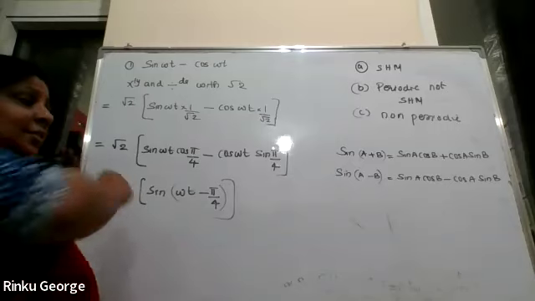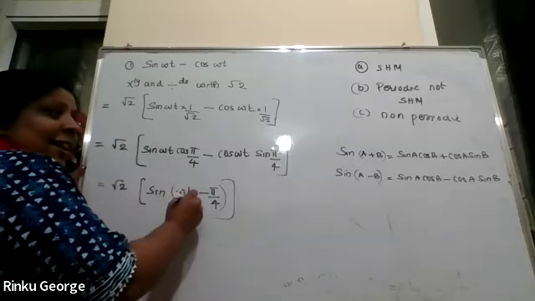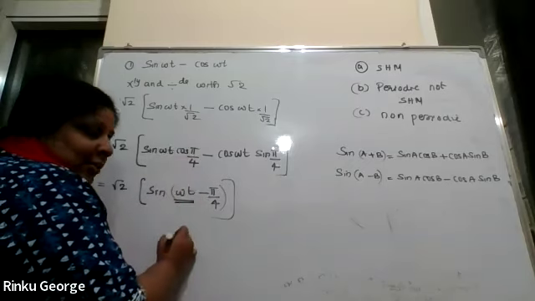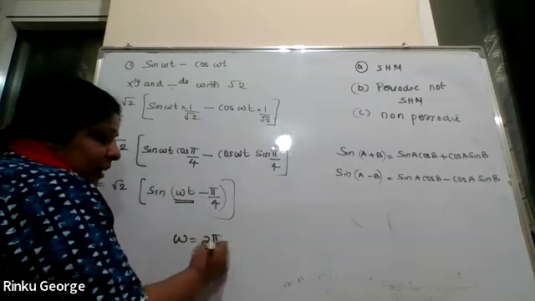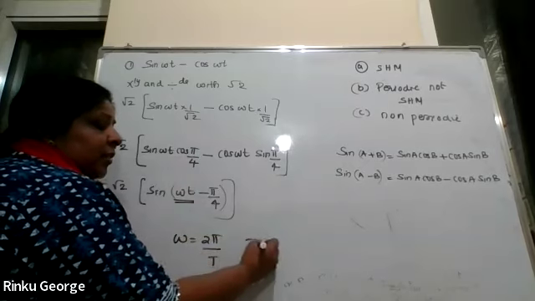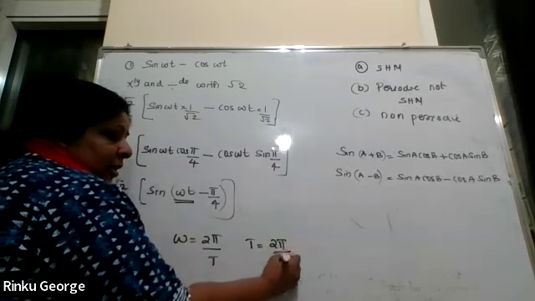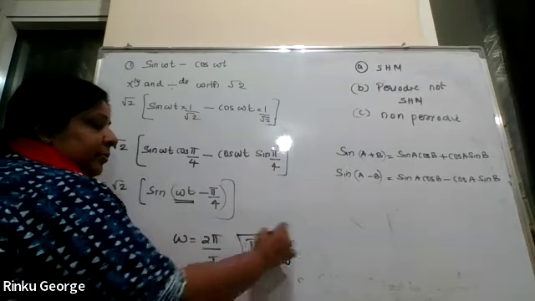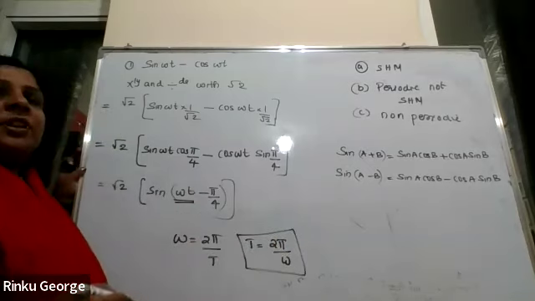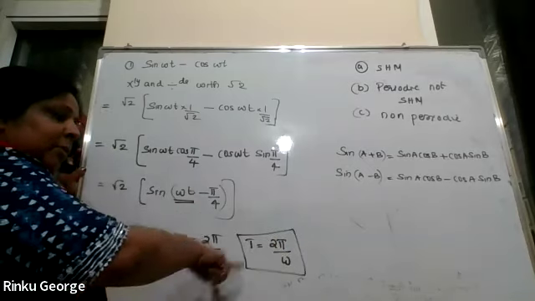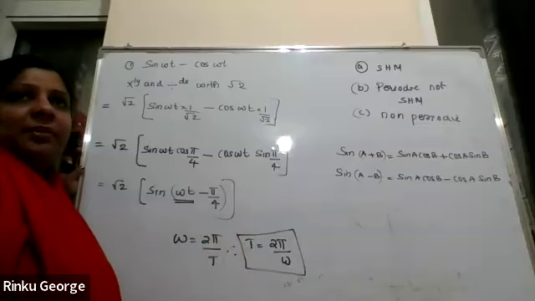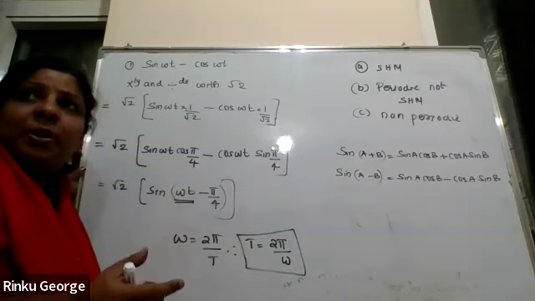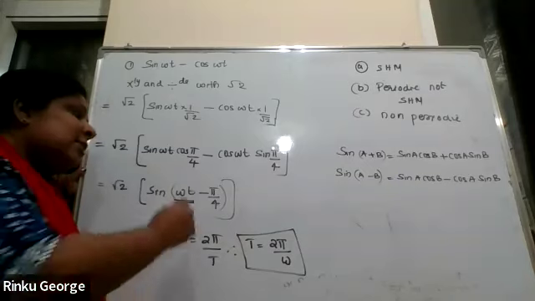How to find? See, omega t, right? Omega is 2 pi by T. So T is 2 pi by omega. This function is periodic with the time period T equal to 2 pi by omega. If theta is omega t, the time period will be 2 pi by omega. That's it.